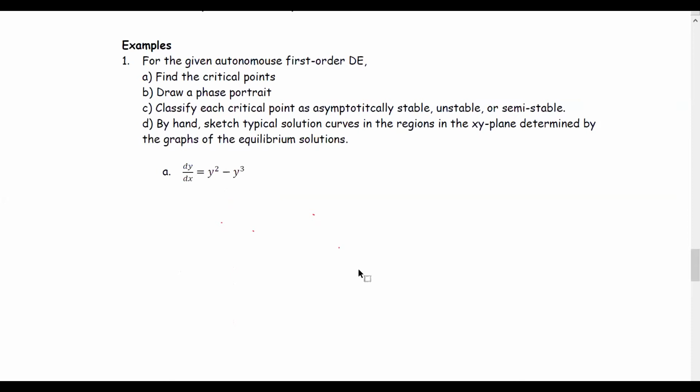For example A, dy/dx equals y squared minus y cubed. If we factor y squared out, we have 1 minus y, and then set it to 0 to find the critical points. Therefore, we have y equals 0 and y equals 1 as critical points. That's part A, the critical points.